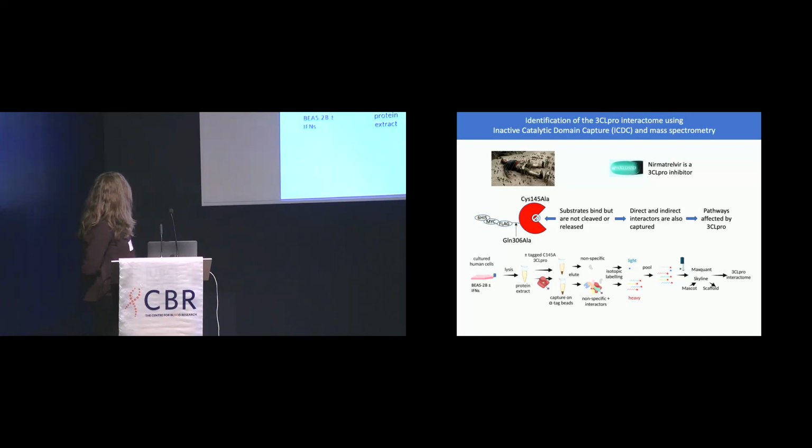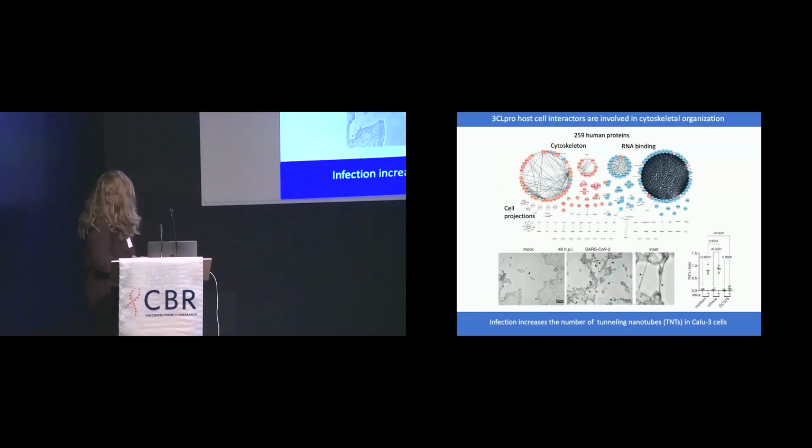The methodology is to make a protein extract from cells of interest and do a brief incubation with the inactive protease, which can then capture interactors and substrates, which are not cleaved and therefore not released, so they're trapped. We also did a parallel capture without any protease to rule out non-specific interactions from the anti-MYC or anti-FLAG magnetic beads. Then we did isotopic labeling to differentiate between specific and non-specific interactors. What we ended up with was 259 proteins that were enriched in the 3CL-Pro pullout.